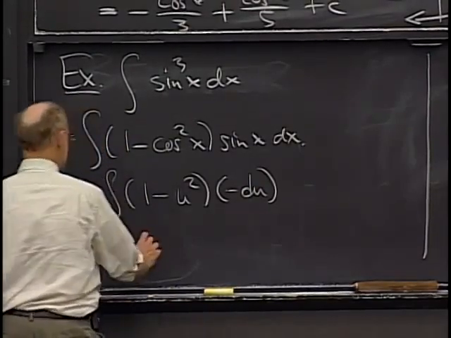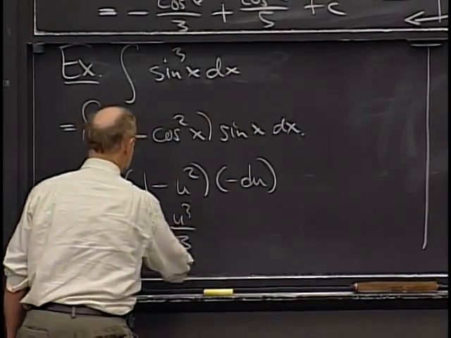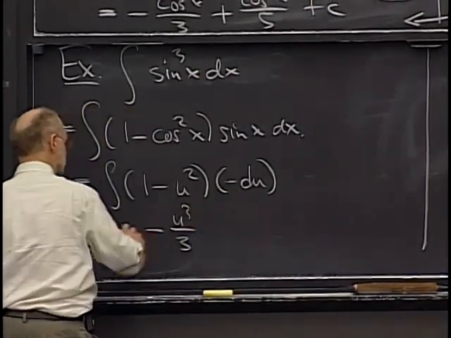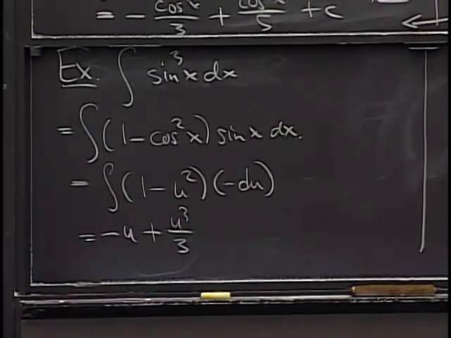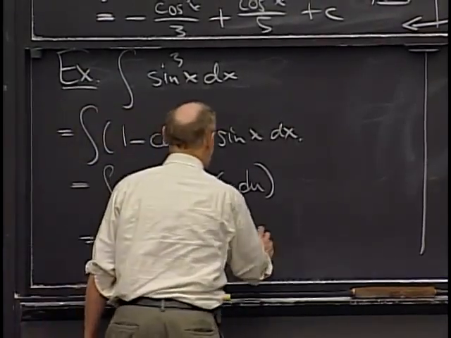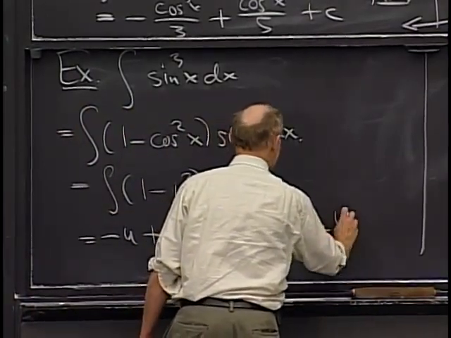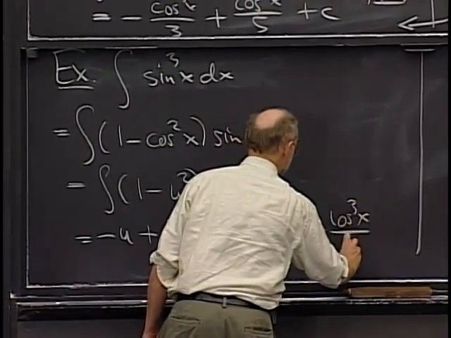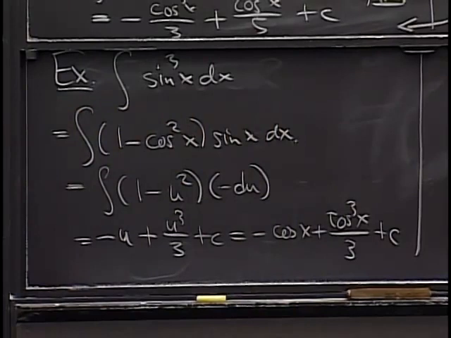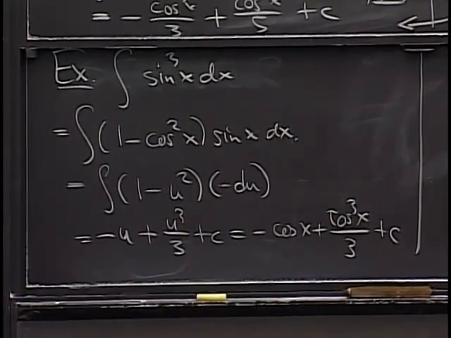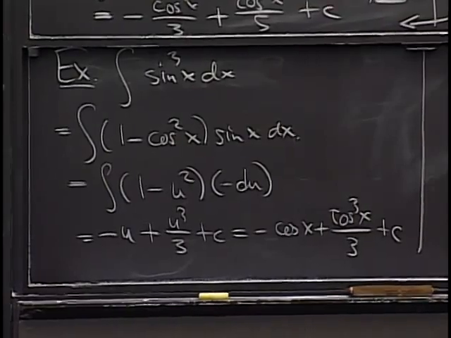which is u minus u cubed over 3. But then I want to put this minus sign in place, and so that gives me minus u plus u cubed over 3 plus a constant. And then I back substitute and get minus cosine of x plus cosine cubed of x over 3. So this is the easy case. If you have some odd power to play with, then you can make use of it, and it's pretty straightforward.